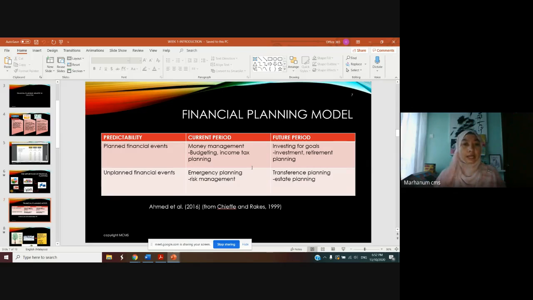And then unplanned financial events. The planned ones we can plan all of this. How about the unplanned? All the emergency planning. We need to plan the emergency planning and then plan for risk management. So the tool is takaful, insurance, risk management. And in future, transference planning like estate planning. So these are all about current and this one all about future. This is where everything needs to be planned.